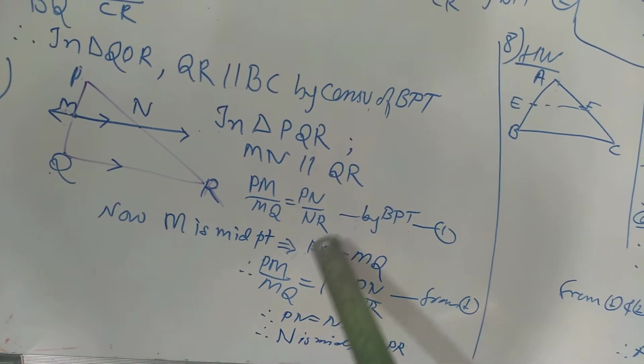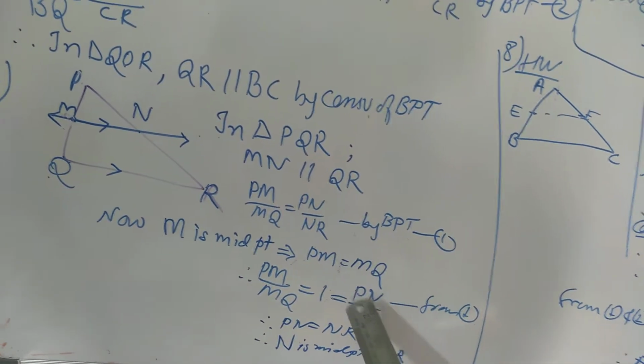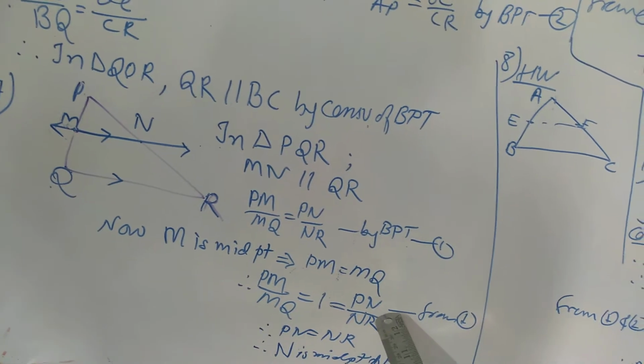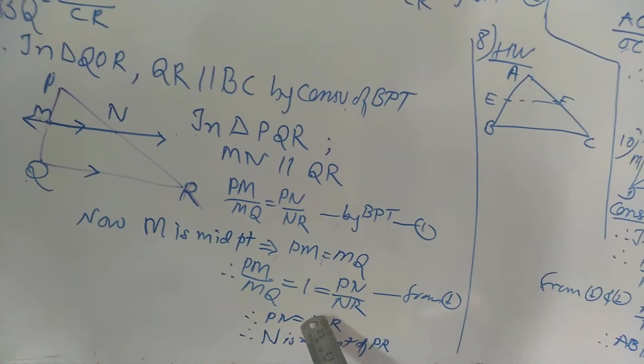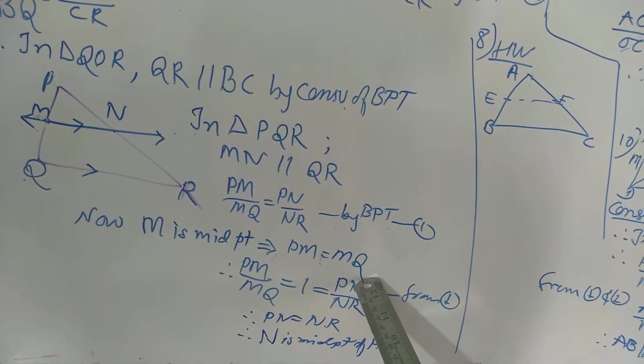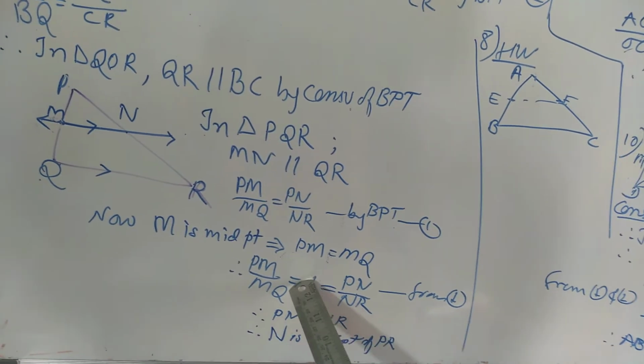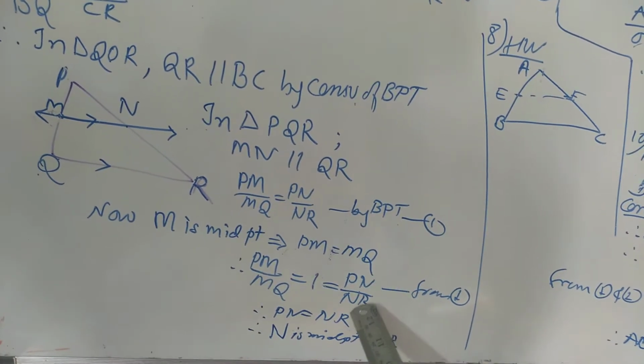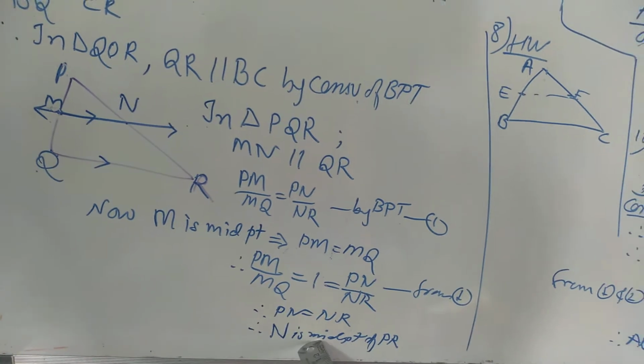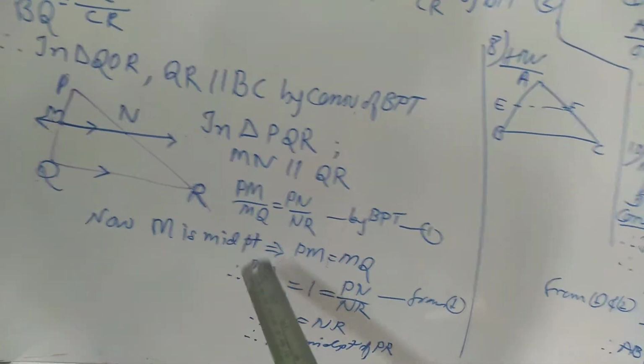But what is this ratio? This ratio is equal to this, which we have written as equation 1. So we are going to get PN to NR, the ratio is 1. It means both are equal and hence N is the midpoint of PR, that is the third side.